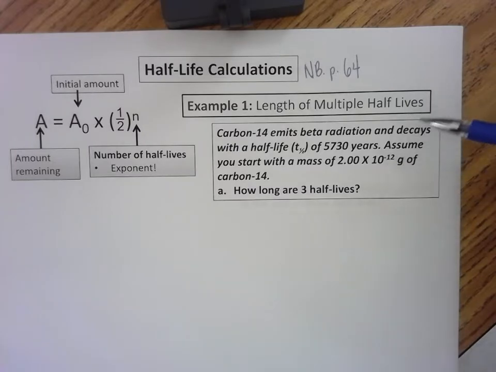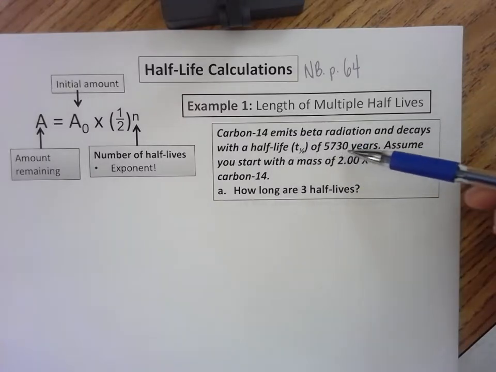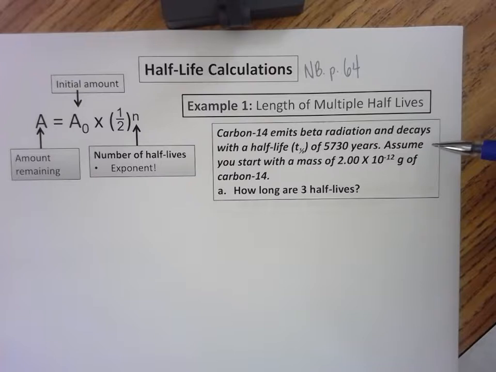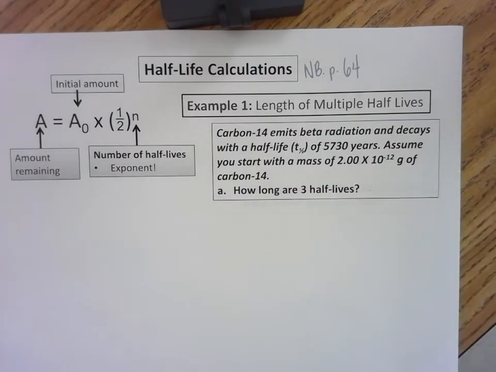The information says carbon-14 emits beta radiation and decays with a half-life of T1/2. This is the symbol for half-life, of 5,730 years. Assume you start with a mass of 2.00 times 10 to the negative 12 grams of carbon-14, and this is the question we're going to answer using that information. The question is, how long are 3 half-lives for this particular isotope?